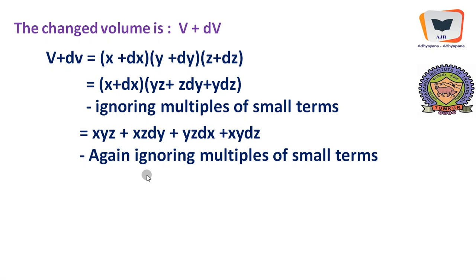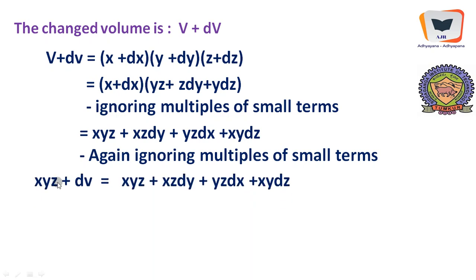It's a piece of x. dx is an infinitesimally small piece of x, and so also dy and dz. So xyz plus, and we will rewrite this expression as, in place of v we will write x into y into z, because that happens to be the original volume, plus dv, the change in the volume. And here again, this is the expression gotten after expansion. So xyz and xyz will cancel away, leaving behind dv equal to xz into dy, yz into dx plus xy into dz.